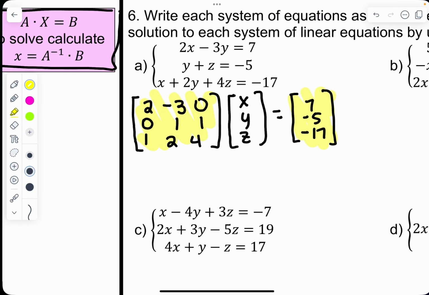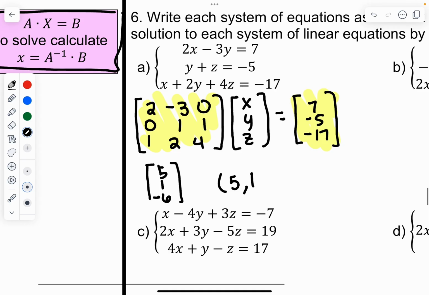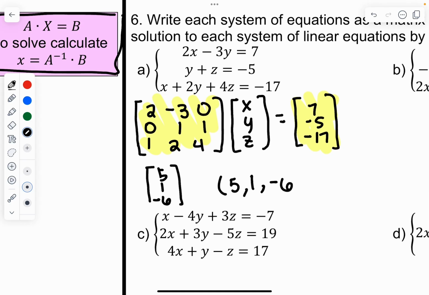So I'm going to write that out. So the answer we got in our calculator is 5, 1, and -6. And so how you would write that as an ordered triple is 5 is your X, 1 is your Y, -6 is your Z. So we have that answer right there.